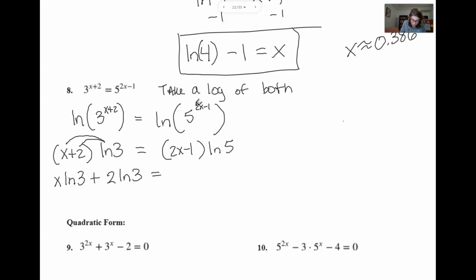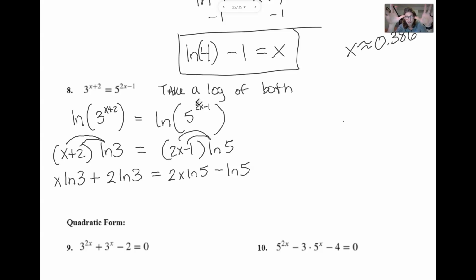On the other side, distribute the natural log of 5. 2x times the natural log of 5 minus the natural log of 5. If you think back to how we were doing inverse functions, how are we going to solve for x? You need to get everything with an x on one side. You're going to factor it out of all the terms, and then you can divide away the other stuff.